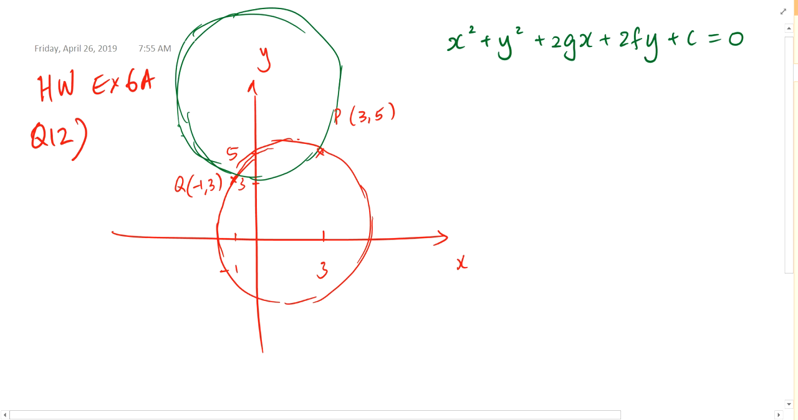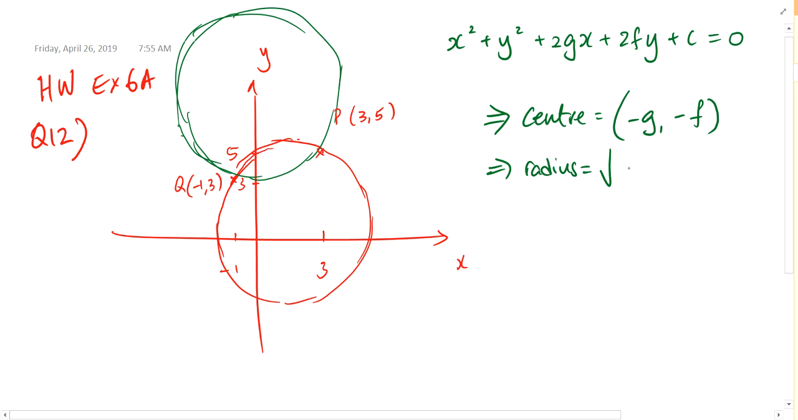Okay. So if you want to use this, it will be able to tell us the center. What is the center of this circle if you are using this form? -g, -f. Then the radius equals to square root of g square plus f square minus c. Okay, you all seriously want to memorize this? Every time I ask you all circle question, you always come up with this one first. I don't know why. But no problem. We can go ahead with this.